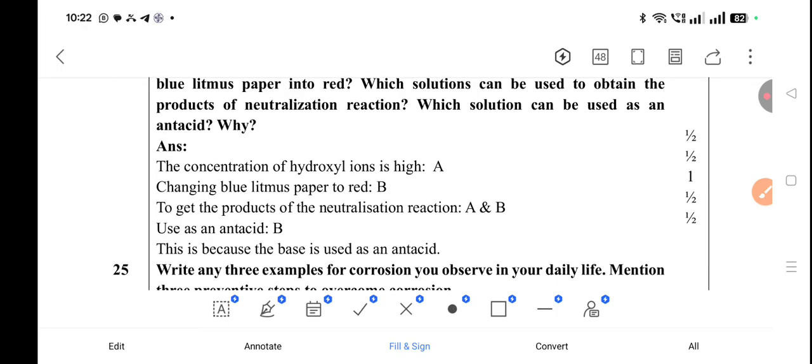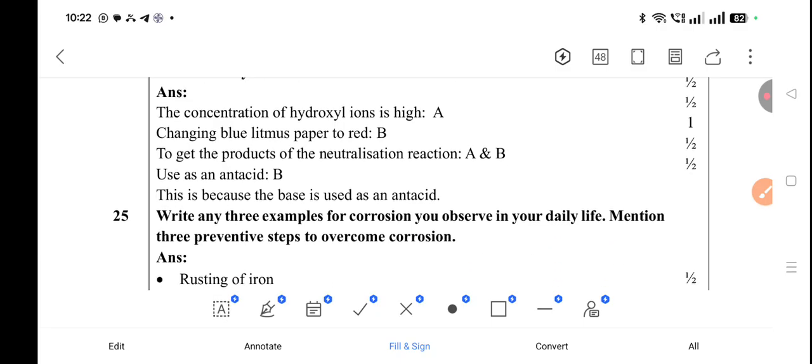To get products of the neutralization reaction, what are going to react? A and B, because A is a base, that's pH 9, and B is an acid, its pH is 5. That's why whenever they both react, a neutralization reaction will occur.